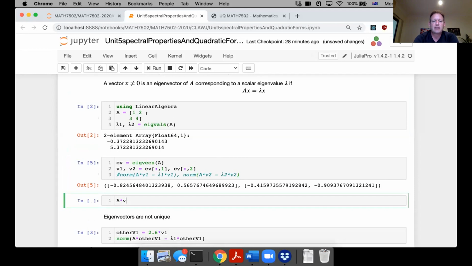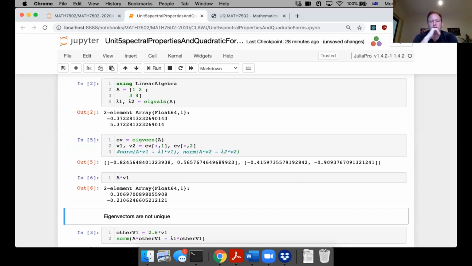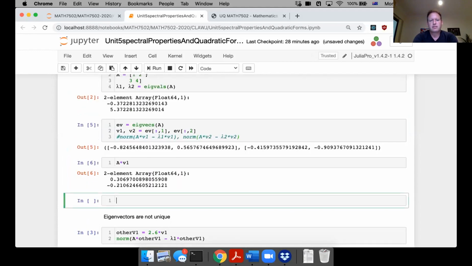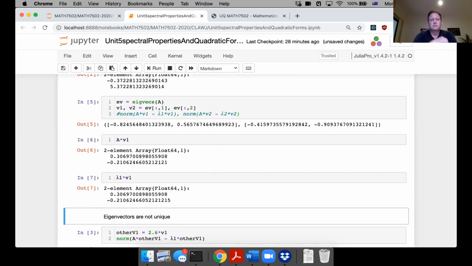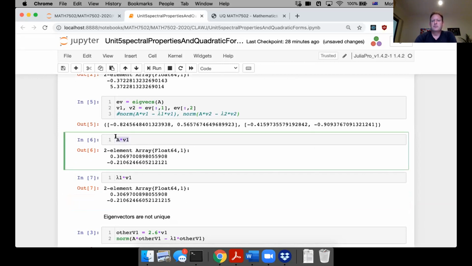Look, if I do A times V1, I'm applying the matrix A on V1. This is where the matrix A took the vector V1. And instead, let's apply lambda 1 on V1. And it does the same thing, you see. V1 applied to by the matrix A is just V1 stretched by lambda. And similarly, I can do with V2.